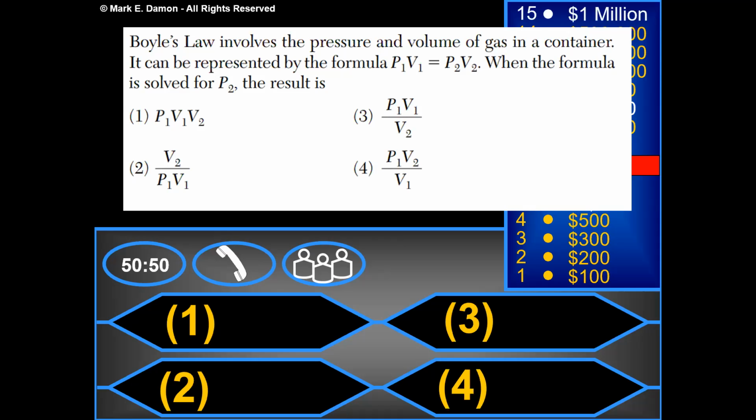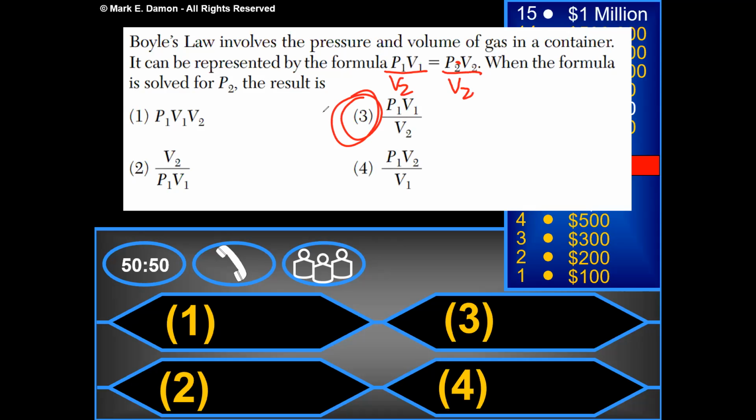Thank you, Grace, Nasha. All right, so in order to solve for P sub 2, you need to undo timesing by V sub 2. So we are dividing both sides by V sub 2. So that means 3. Fantastic, 3.